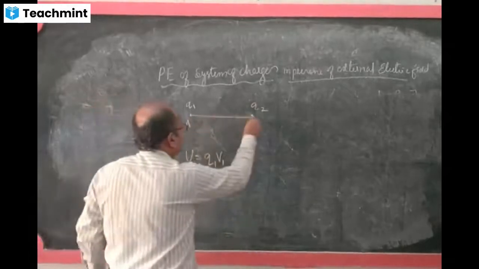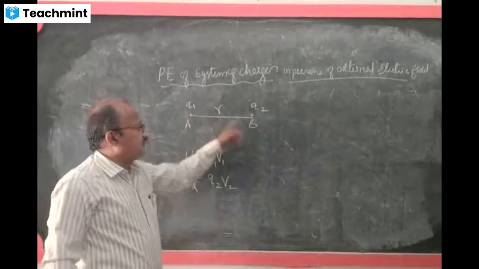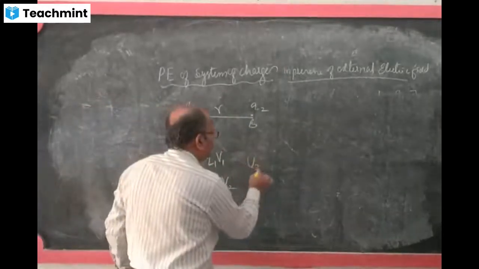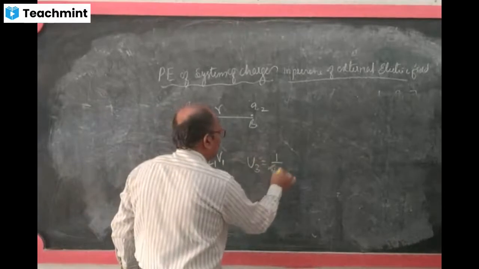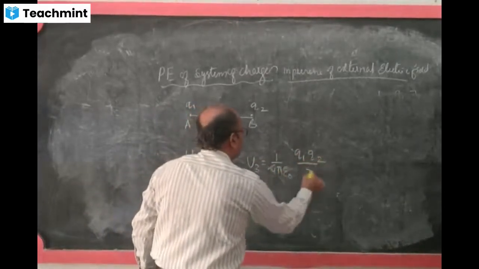If we take the distance between these two as R, then there is a potential difference between these two. That potential energy is 1 by 4 pi epsilon naught Q1 Q2 by R.